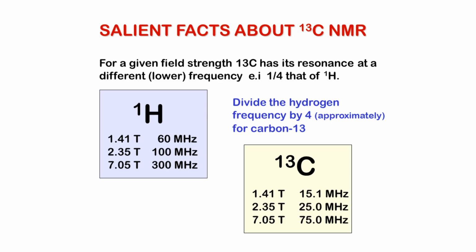At a given field strength, 13C resonates at a frequency approximately one-fourth that of 1H, highlighting the need for specialized equipment. Students, please note that the main reason carbon-13 resonates at approximately one-quarter the frequency of a proton is due to its lower gyromagnetic ratio, which directly affects the resonance frequency in NMR spectroscopy.